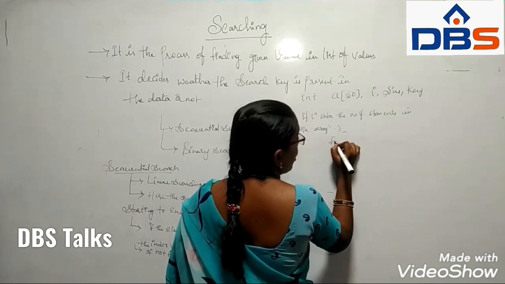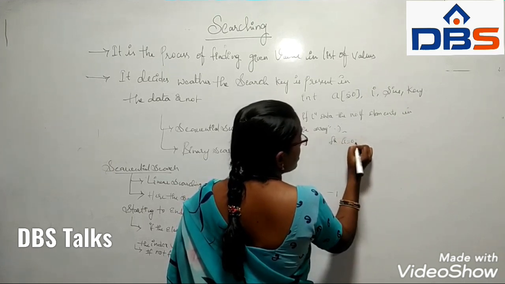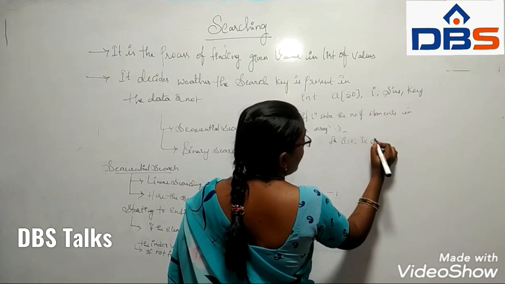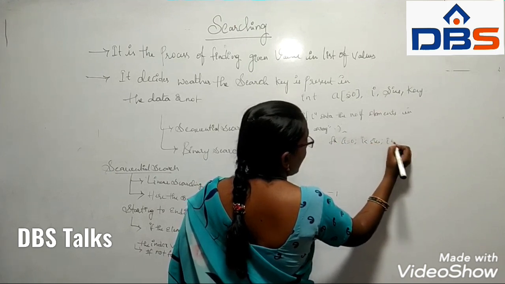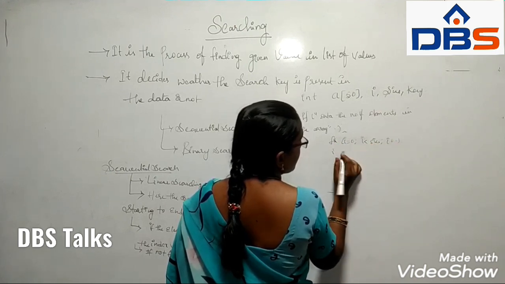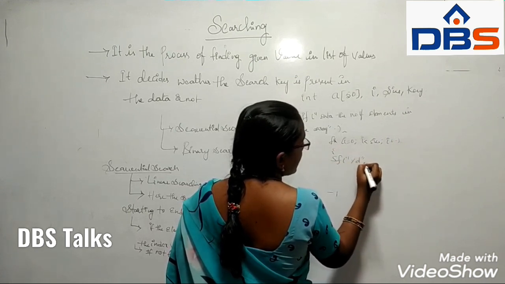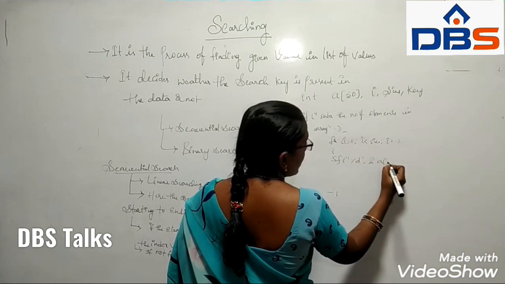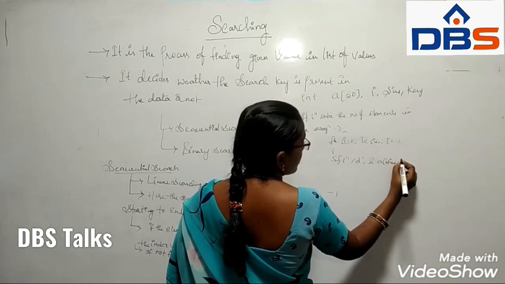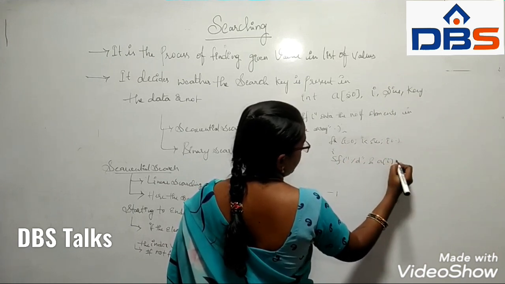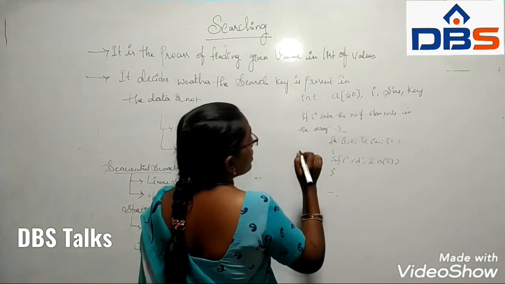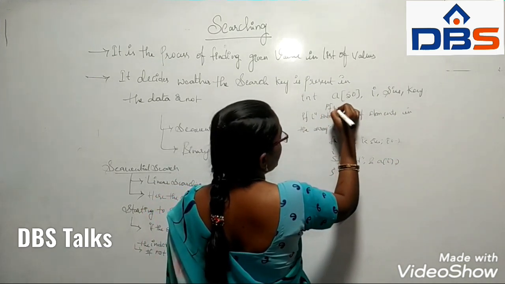Here you are going to write a for loop. For I is equal to 0, I less than size, I plus plus, scanf, %d, ampersand, a of I. Understand?